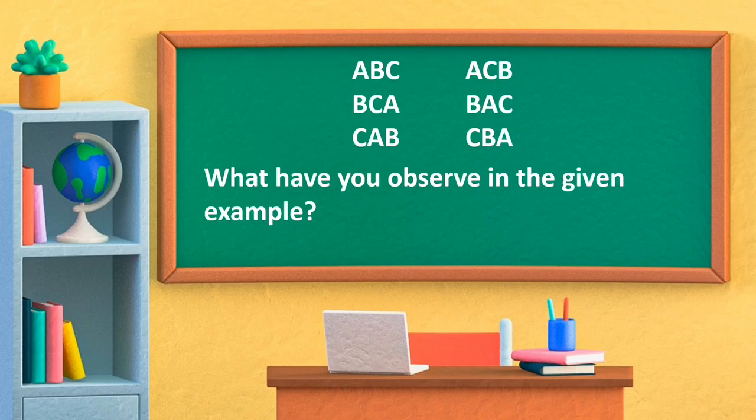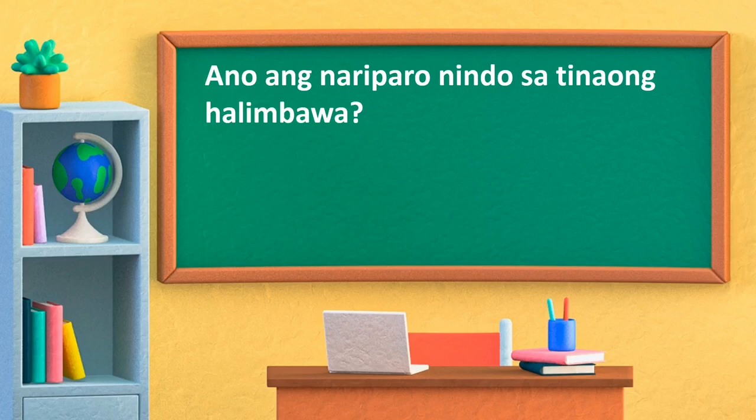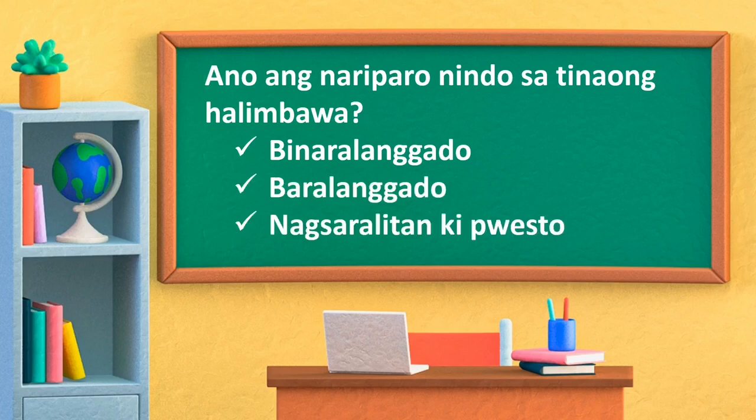Now, what have you observed in the given example, or in the permutation of the letters A, B, C? The letters changed places and were rearranged. So that is what we meant by permutation. The order or the arrangement of an object does matter. So meaning, in the previous example, ABC is different from CBA or ACB, etc.